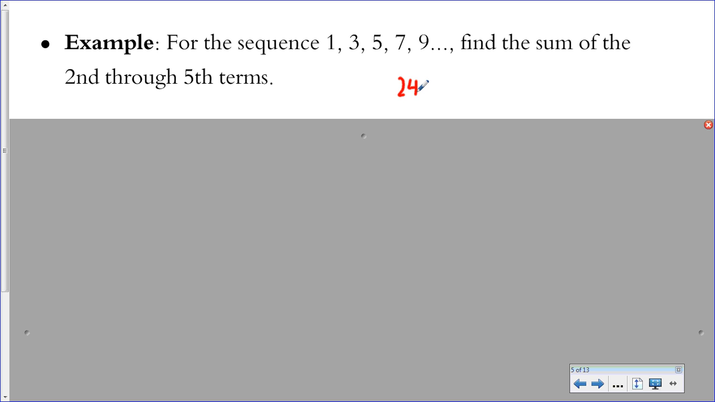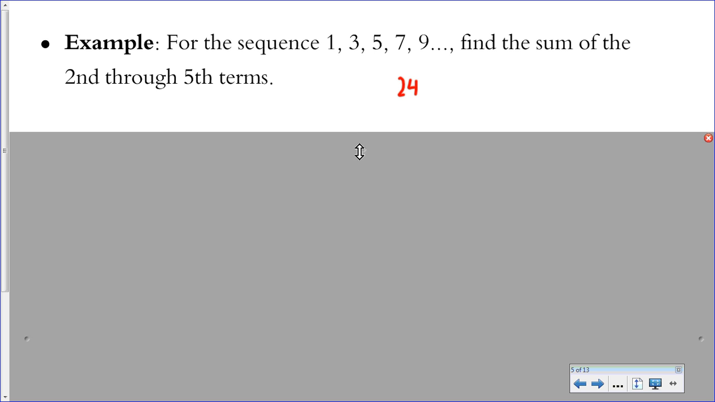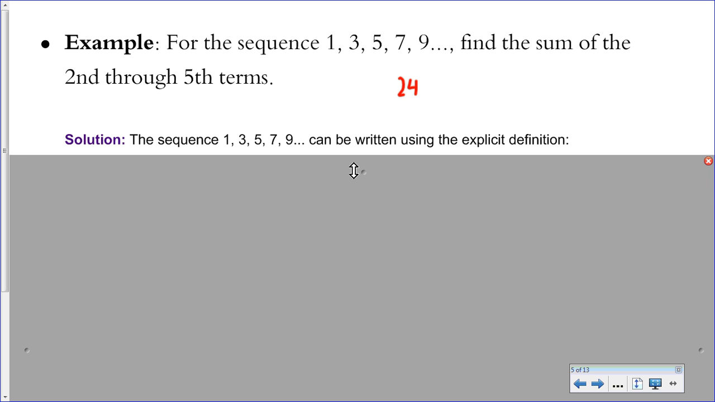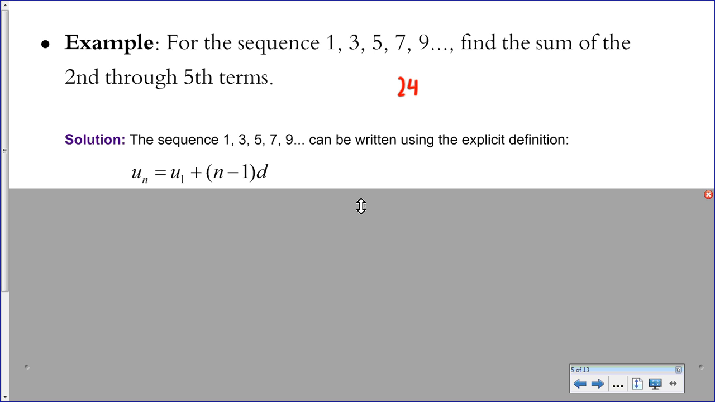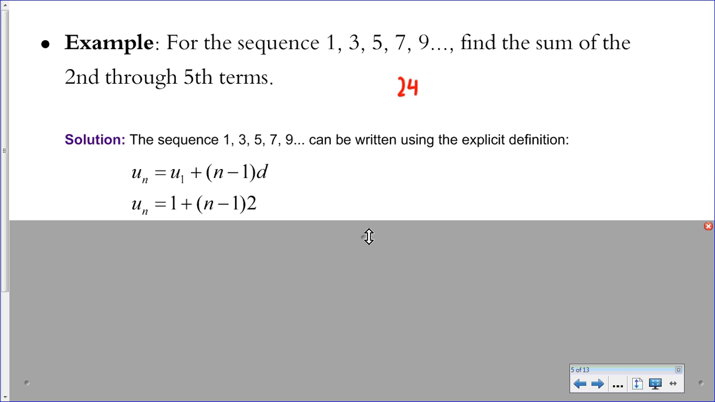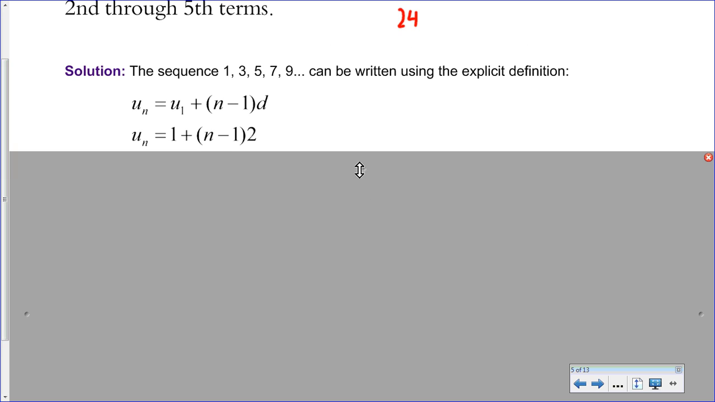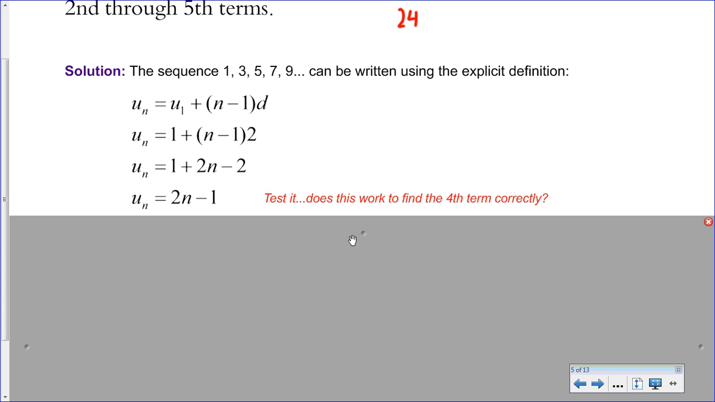Just so you can see how sigma notation is going to work. If you had to find the sum of the 2nd through, I don't know, 84th term or something like that, you might want a formula to deal with that. So here's the sequence. If we wrote an explicit definition for it, remember the explicit definition formula is this. We have to plug in the 1st term and the common difference. So I plug in the 1st term, which is 1, and the common difference, which is 2. It's an arithmetic sequence. And then I'm going to simplify that until it looks like this.